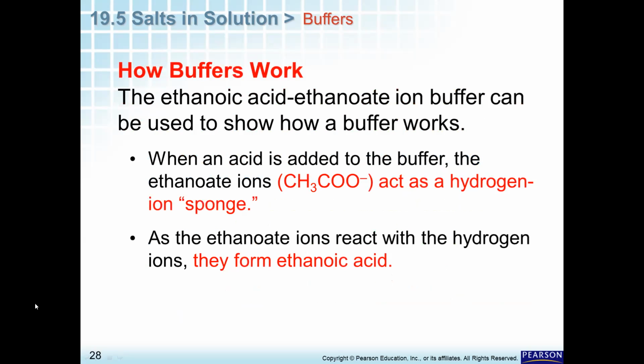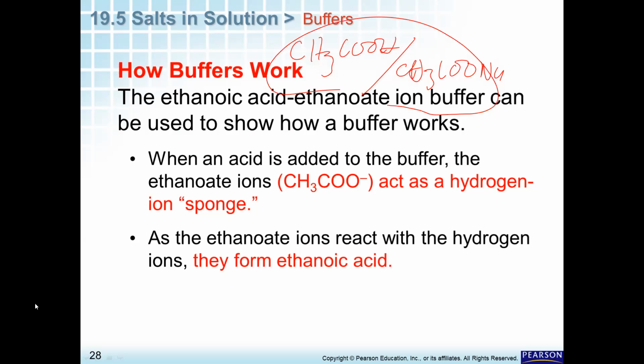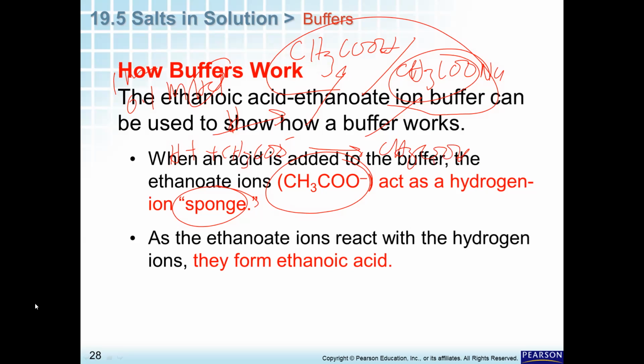Let's see one of the equations. Let's take one example: ethanoic acid together with sodium ethanoate. What kind of components are there in this system? Suppose we add H plus, say 1 milliliter of 0.1 molar HCl. That means we are adding H plus, right? Will the H plus react with this one or this one? Surely with this one, right? When we add H plus, the ethanoate acts as a hydrogen sponge that pulls in all the hydrogen. The hydrogen that we added reacts with the ethanoate and produces ethanoic acid. The ethanoic acid is already there, so the pH will not change. In this case we use the ethanoate to absorb the extra H plus that we have added.